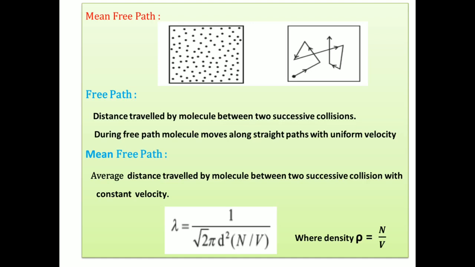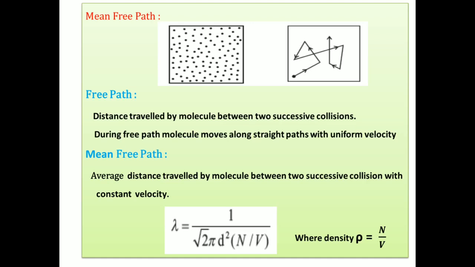The proof of this formula is beyond the scope of your syllabus. You only need to know that mean free path is inversely proportional to the density, and mean free path is also inversely proportional to the size of the molecule. The greater the size of the molecule, the more the chances of collision.